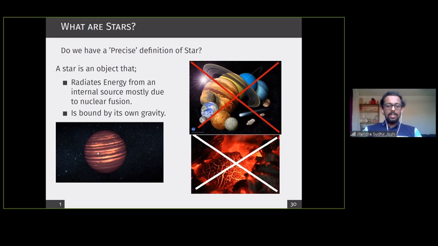But again, if you see this, I want you to put in the comment section what you think this object is, and according to this definition, do you think this is a star or not? So let's see. We'll catch up on this later after 5-10 minutes.